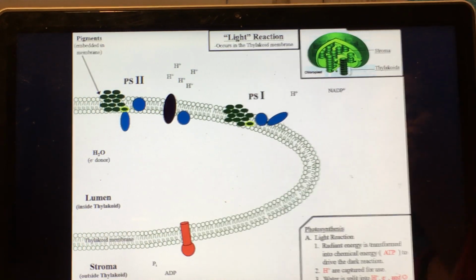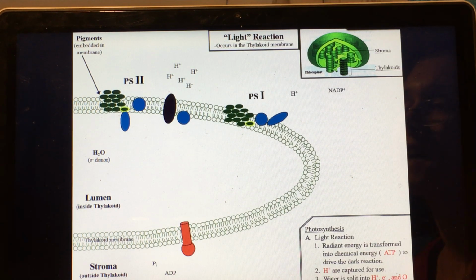So if you look at these little collections of green circles, those are representing the pigment molecules. They are embedded in the phospholipid bilayer. Some of them are chlorophyll A, some of them are chlorophyll B, and some of them are accessory pigments. They're like a team that works together.